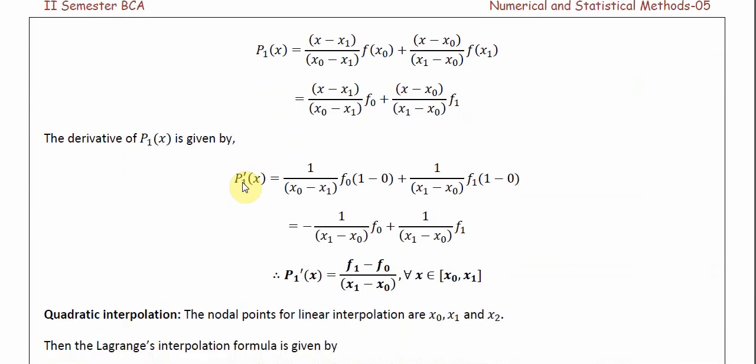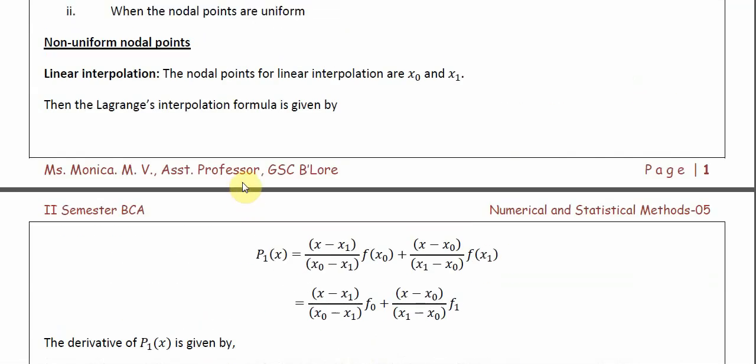quadratic interpolation. Now what do we do in linear interpolation? In linear interpolation, we are trying to find a linear interpolating polynomial which passes through the given data points. So for the linear interpolation, we have only two nodal points, that is x0 and x1. If I have only these two nodal points, then Lagrange's formula gives a very short form. That is p1 of x, because we are in linear interpolation.